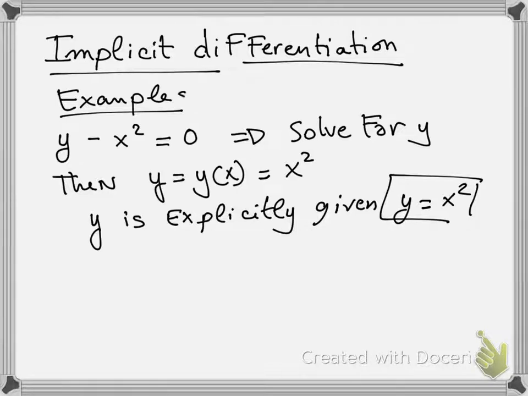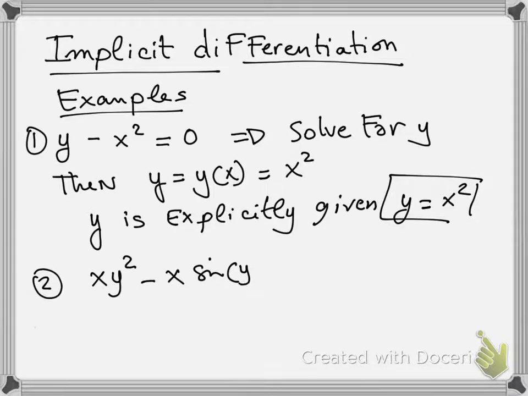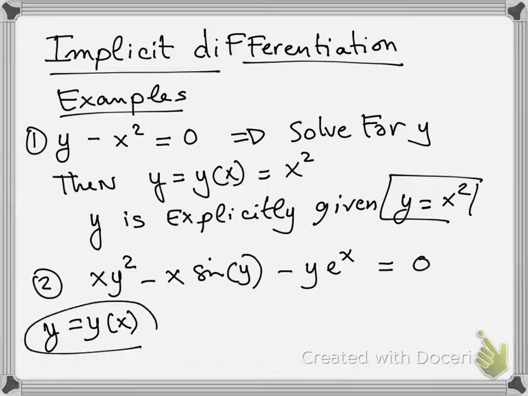Now, let's say you have the following equation. Let's say you have x y squared minus x sine of y, okay, minus y e to the x equal to 0, okay? And again, y here is a function of x. So this is very important. So y is a function of x, okay? Now, the question is, can we solve for y here?